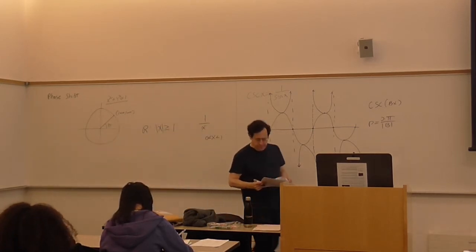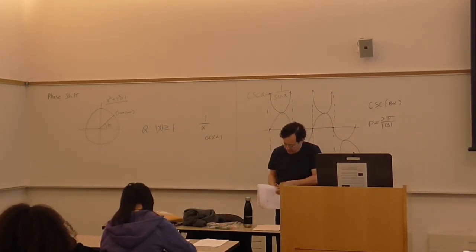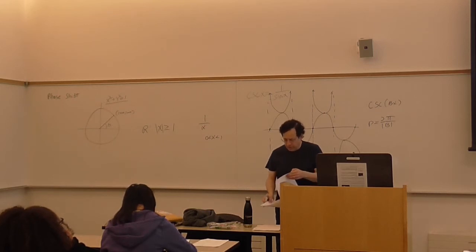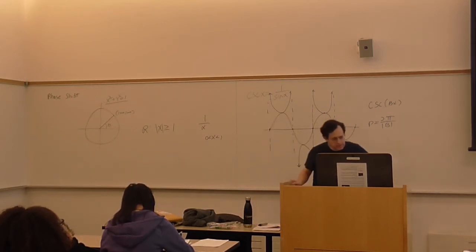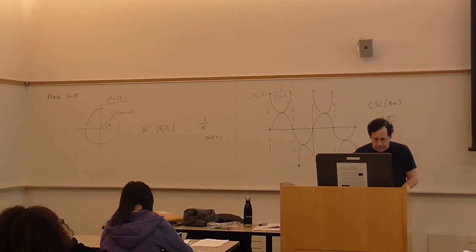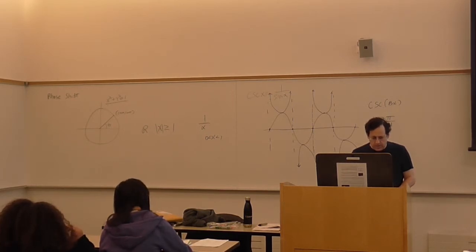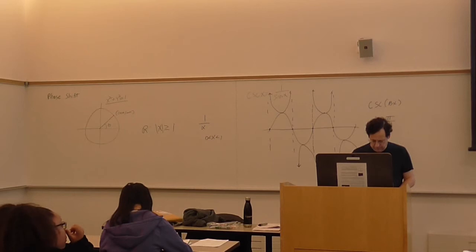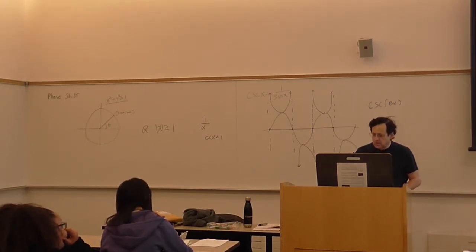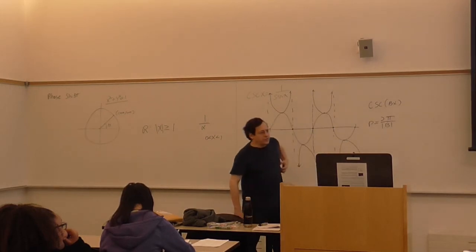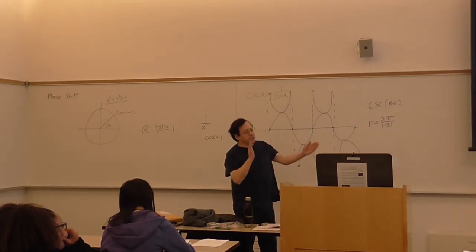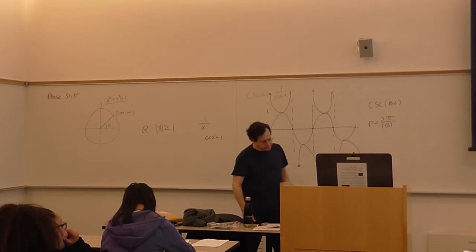Okay, that's the cosecant function. I'm not going to dwell on this, but we can kind of do the same thing with the cosine function and get the secant function. Right? It's just the same idea, except now it's shifted over. It stays shifted.